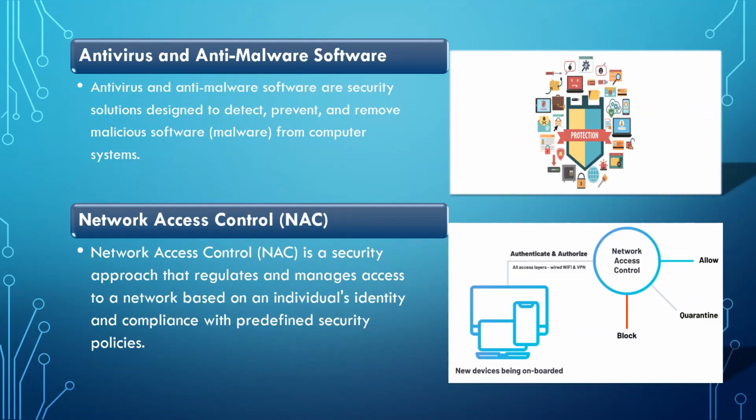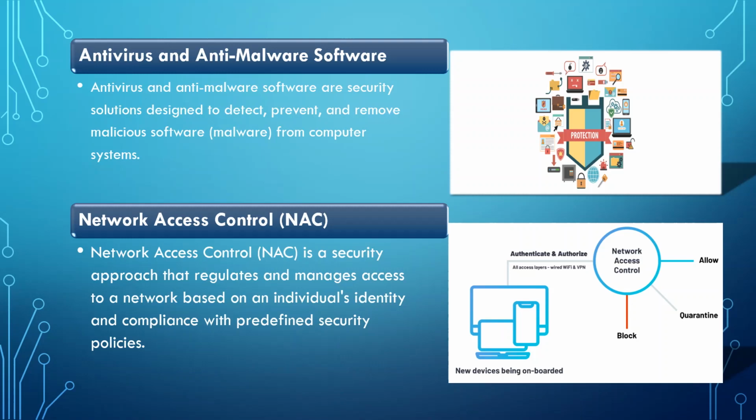The other thing is antivirus and anti-malware software. Antivirus and anti-malware software are security solutions designed to detect, prevent, and remove malicious software, meaning malware, from computer systems. They can protect against a wide range of threats, including viruses, worms, trojans, ransomware, spyware, and adware. Antivirus software scans files and applications through known malware signatures, while more advanced solutions employ behavior-based detection techniques to identify suspicious behavior and zero-day threats. Regular updates are crucial to keep antivirus software effective against the latest threats.